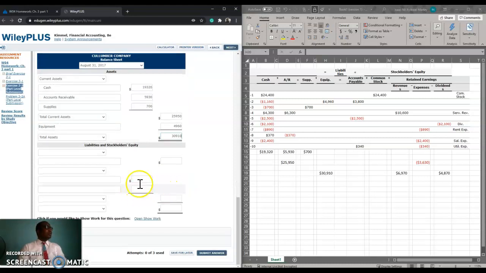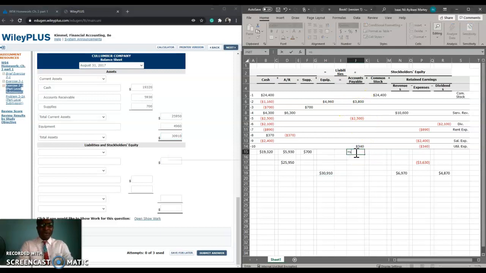Then we move on to the next part, which is the liabilities and stockholders' equity. For the liabilities as well, we start with our current liabilities. In the question over here, we had only one account for liabilities. And so to help us calculate all of this, we can just come over here and say equals to sum of all of this and hit enter.